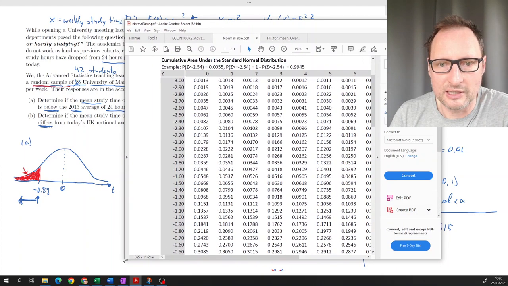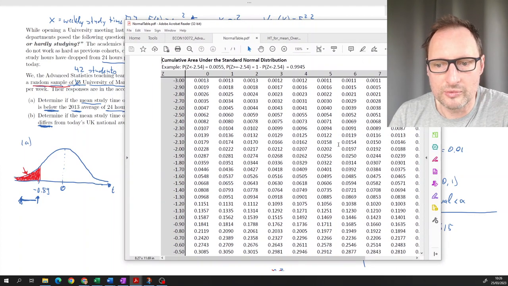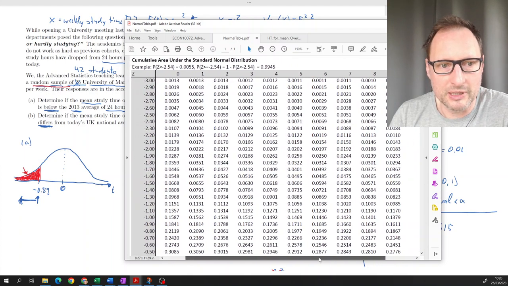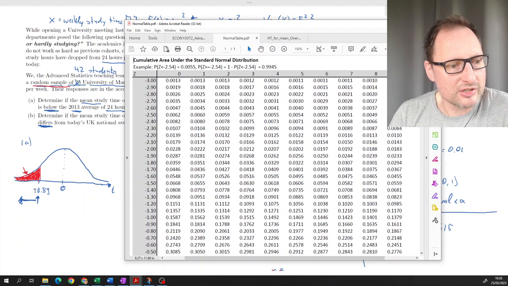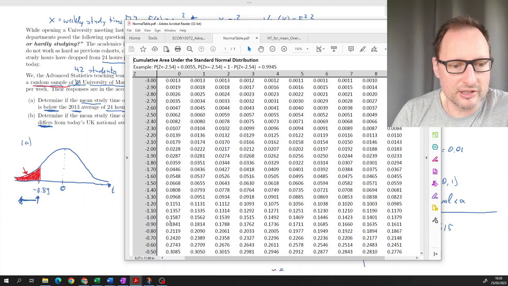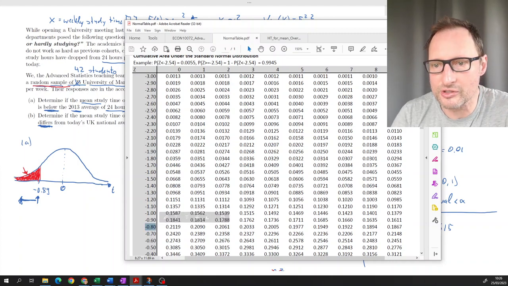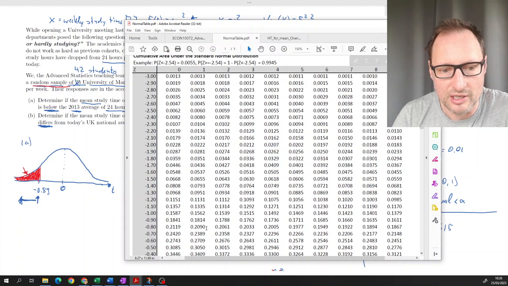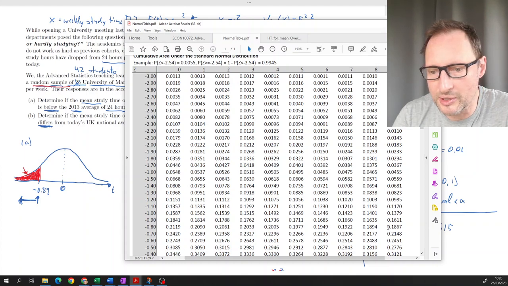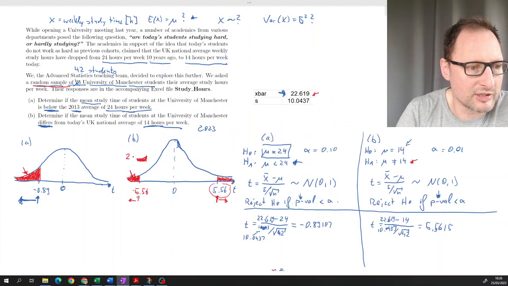Let's look at that left example first. We want to find the probability that Z is smaller or equal to negative 0.89. So negative 0.8 is here, and then 9 is the last column, the second digit, the 9 here. So we're looking at the last column, we're here. That is the probability, 0.1867. So this is 0.1867. That is the p-value.